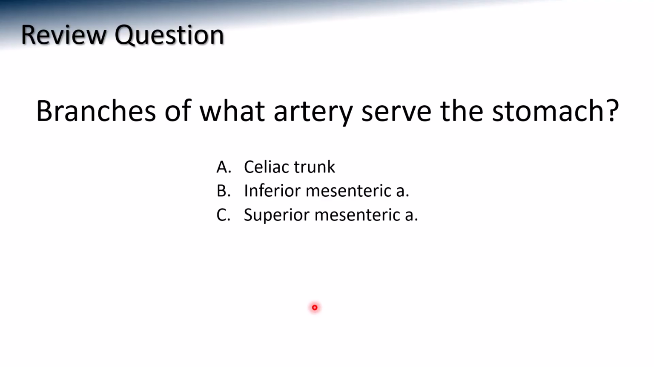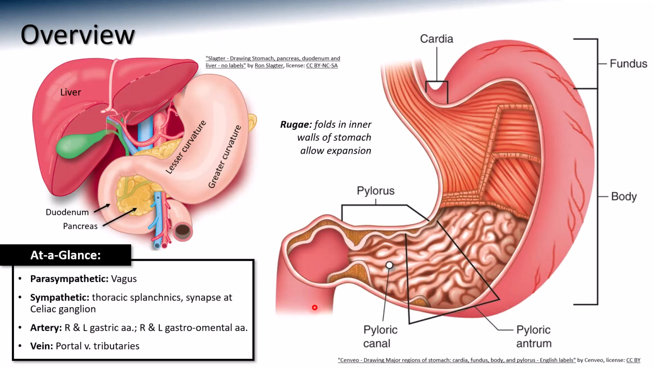And that is going to bring us to the end. So here's a practice question for you. Branches of which artery serve the stomach? And the answer here is A, the celiac trunk.